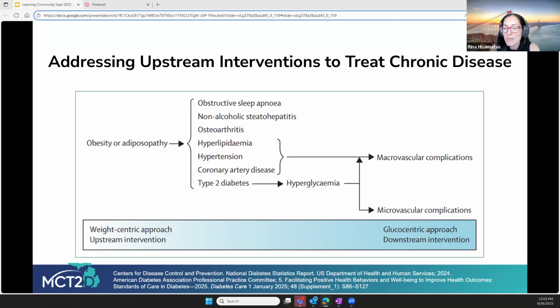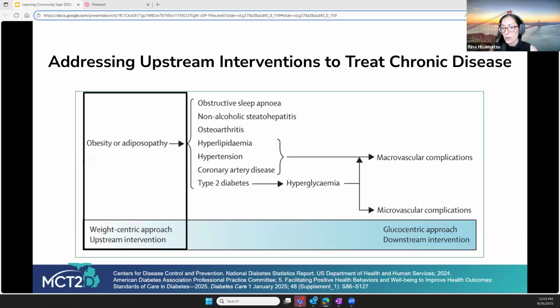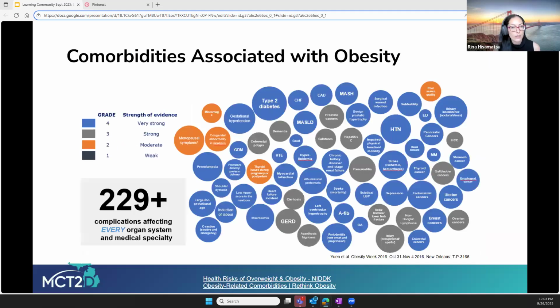So historically, we have been using measures of blood glucose to help with diagnosis of type 2 diabetes and also to guide treatment decisions, which include, of course, the medication initiation and intensification as well. So we know that the challenge with this approach is that it does not necessarily treat the upstream or root cause of type 2 diabetes, which is often related to obesity or adiposopathy. And so we know that there are over 200 comorbidities associated with obesity, including type 2 diabetes. And these complications affect every organ system in the body.